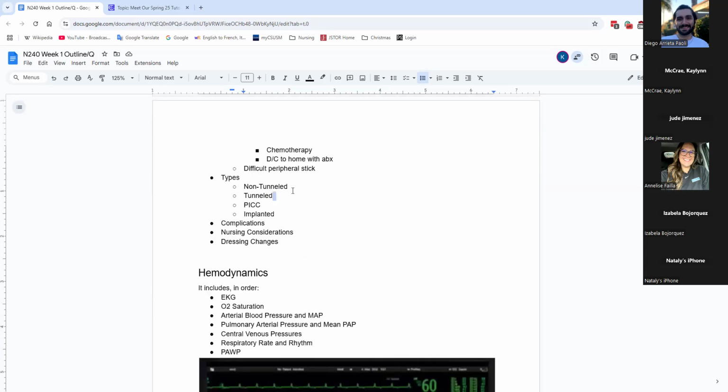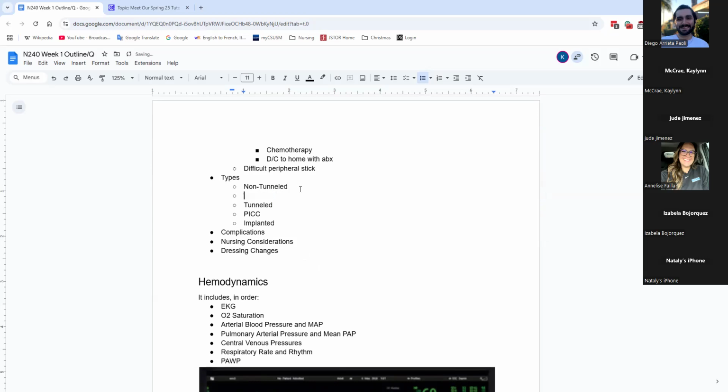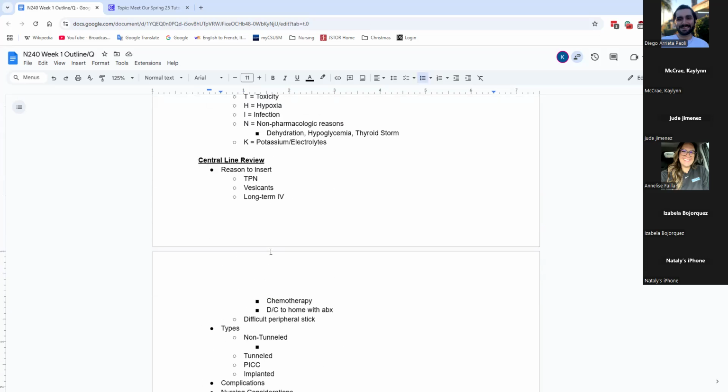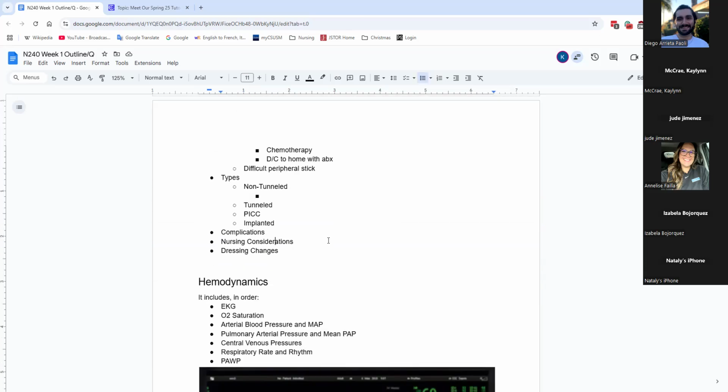And here are the 4 types. So what I want is for you guys to tell me what are some things that differentiate a non-tunneled line from some of the other ones. What advantages, disadvantages, just the very basics, nothing too extreme. This is just review, but you will be tested on central lines to some degree, so you will need to know.